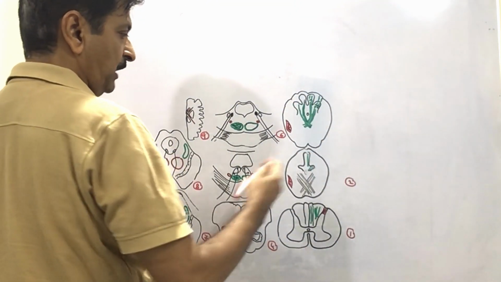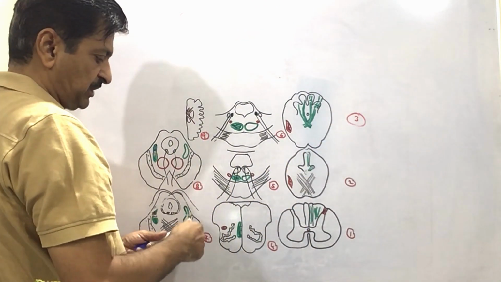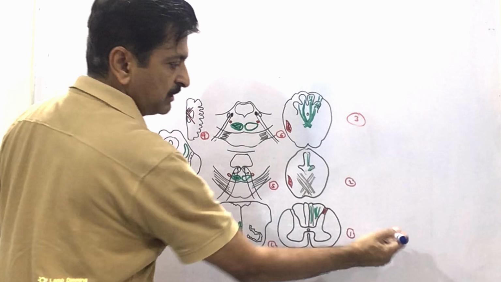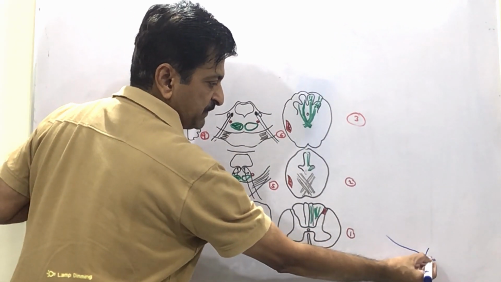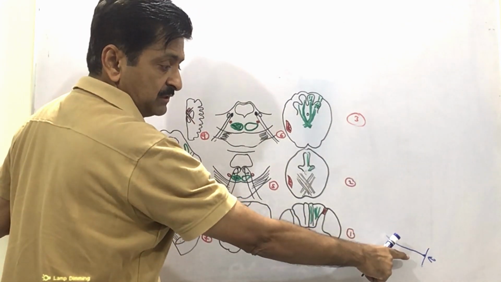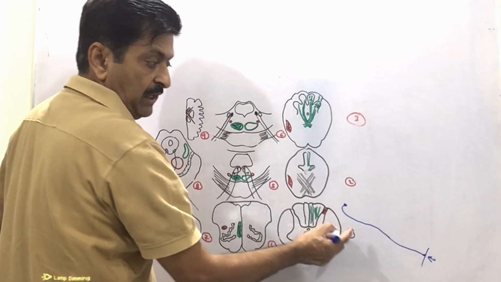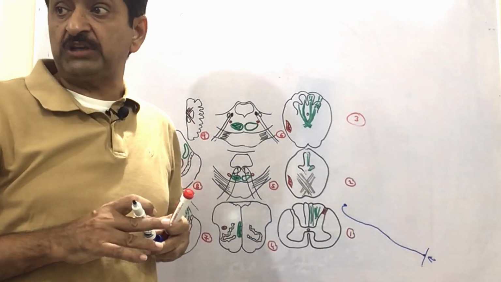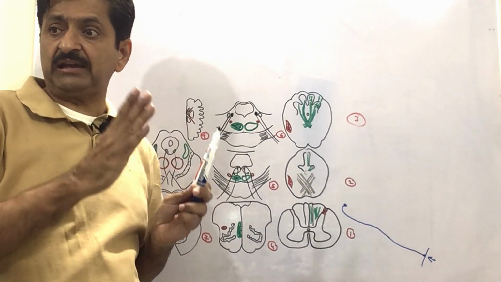Pain, temperature and crude touch. Means you are starting here from where? You are starting here from the periphery. You see the receptor, application, transduction, now transmission, cell body where? And I am actually making use of these three steps. Transduction, you see, application, transduction, I say, and then the transmission.